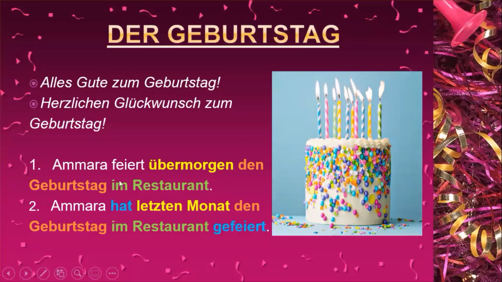And last of all comes the place, answering the question wo, which I have also shortly covered in my previous tutorials. So you should note that first should come any time-related words or adverbs, then something or someone, and then some place. So this sentence says that Amara is celebrating the birthday in the restaurant tomorrow.